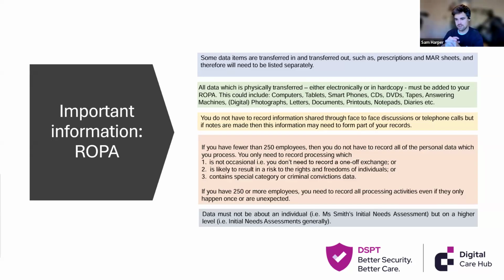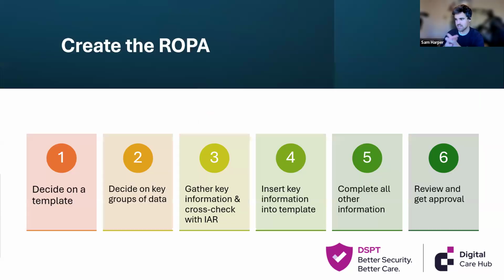Now, data must not be about an individual. So again, let's just say you're a care home and you've got lots of residents. We're not doing each individual person and running a record of processing activities for each individual person. It's on a higher level than that. So for instance, initial needs assessments generally, not for each individual. Now, there's a lot of information there, and it's quite overwhelming. You might not have taken most of that in, and that's why I say don't worry. There is a template which will ensure that you have kept the criteria for all of this as a care provider, so you don't need to worry if you've missed any of this.